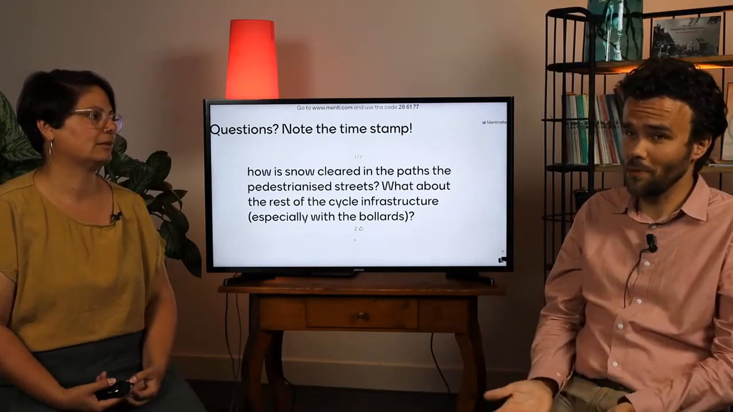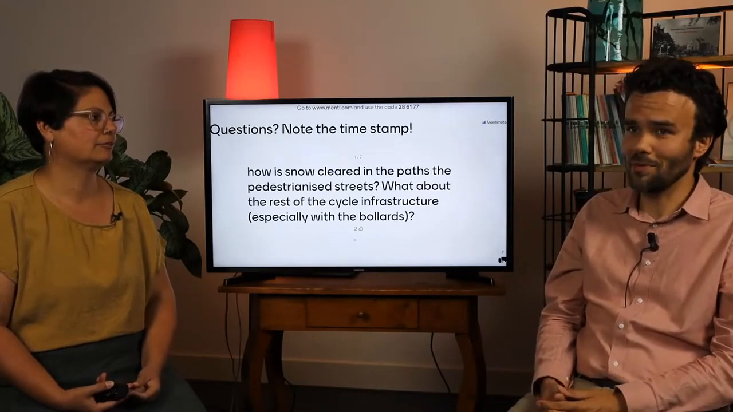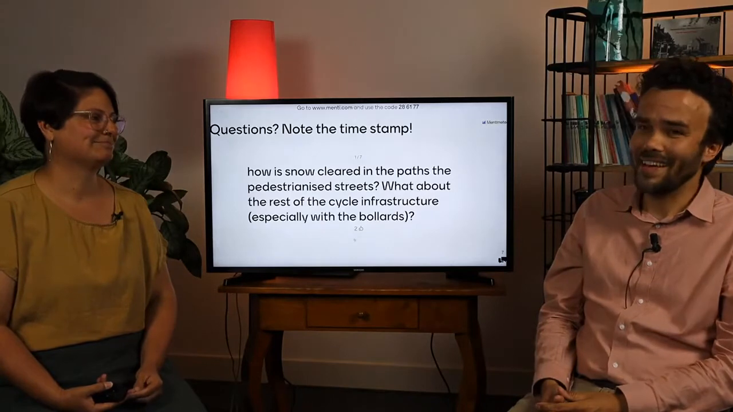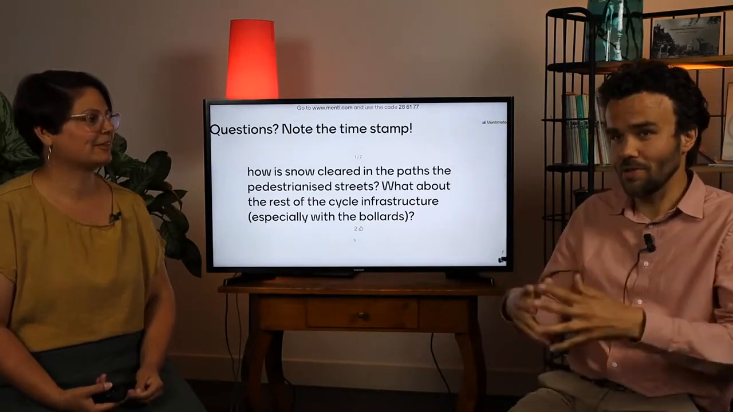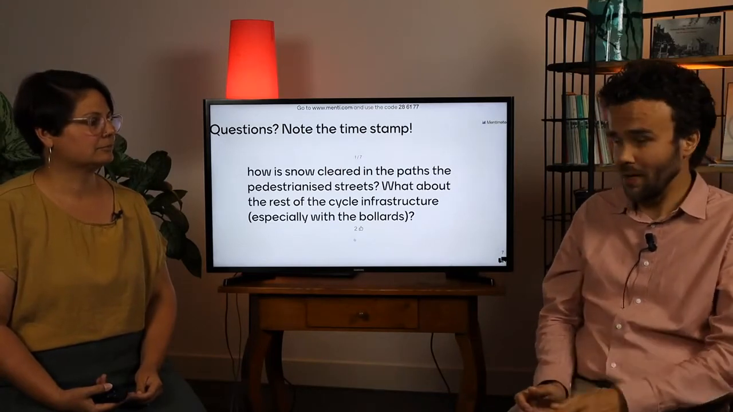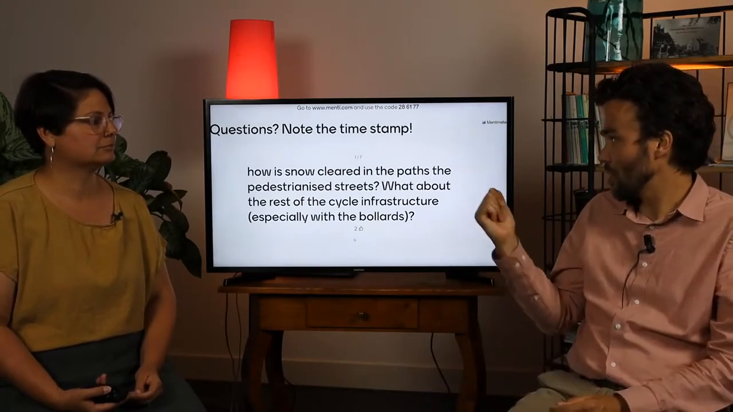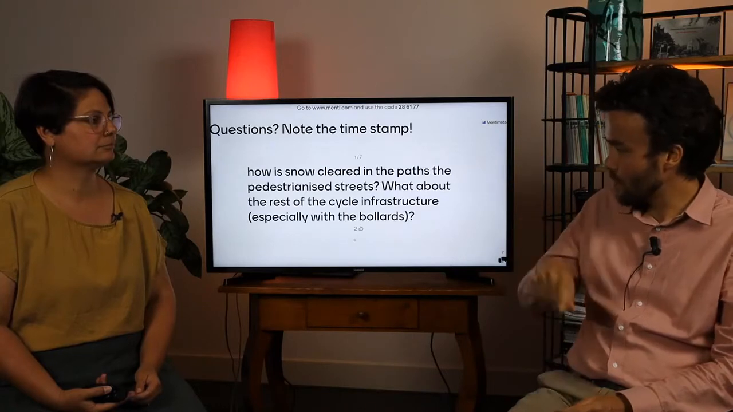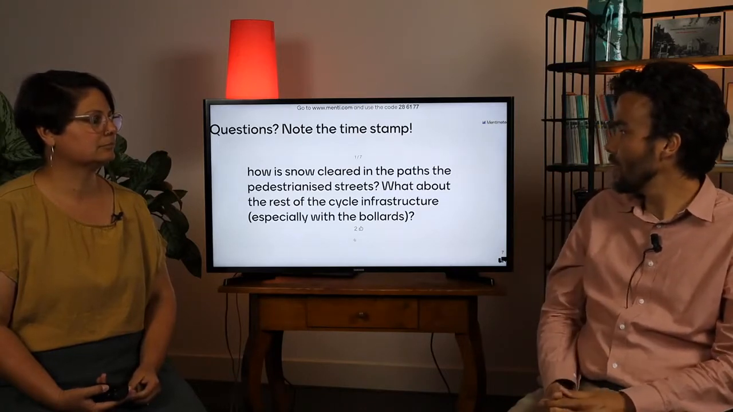We don't have snow plows because we do have them, but we don't use them that much because we don't have that much snow. We use street sweepers and brushes to clean the cycle infrastructure, usually before we clean the car infrastructure, especially on an important link like this north-south link through the development. The bollards, municipal workers have a key, and they just drop the bollard into the ground, go over, and then they raise it again. So it's a very low-tech solution.